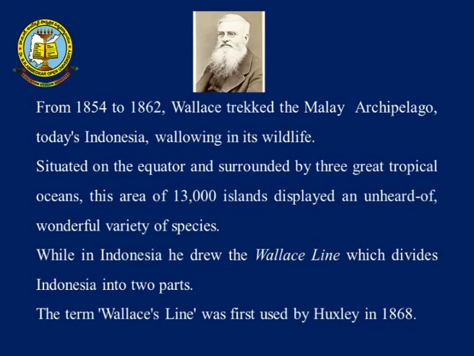What is this Malay archipelago? The islands that are present in the regions around Malaysia are called the Malay archipelago. Situated on the equator and surrounded by three great tropical oceans, this area of 13,000 islands displayed an unheard-of wonderful variety of species. Because it displayed such a variety of species, Wallace got really interested in this particular archipelago.